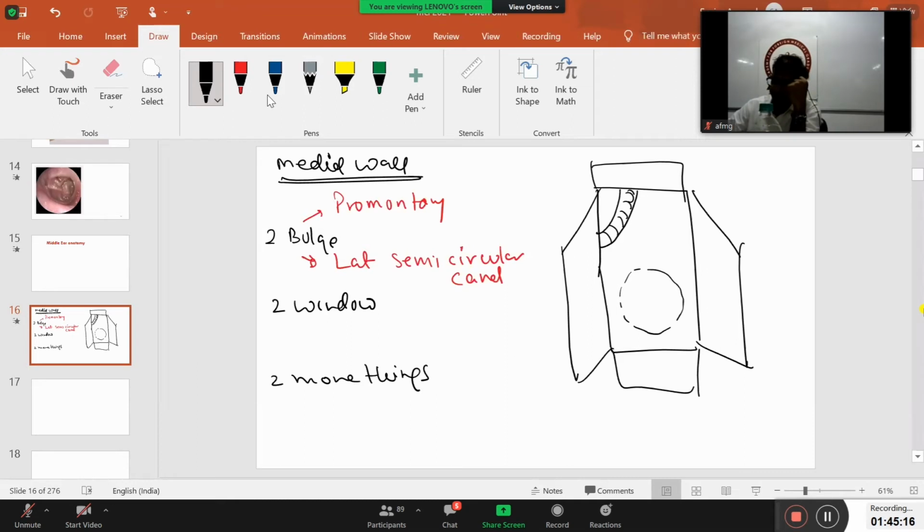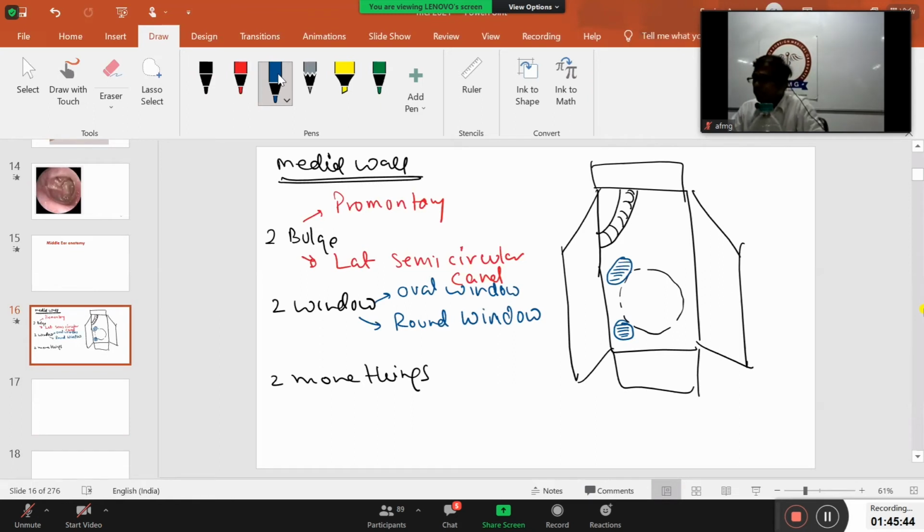Then there are 2 windows. One is above the promontory here, this window. One is below here. Because of the shape, I deliberately drew the shape like this. The upper one is oval in shape, is called oval window. And the lower one is round in shape, and so it's called round window. The name is because of the shape. And remember, the upper one is oval in shape, the lower one is round in shape.